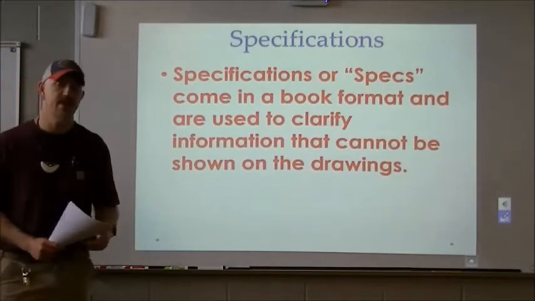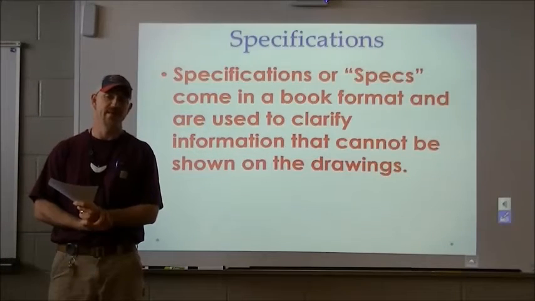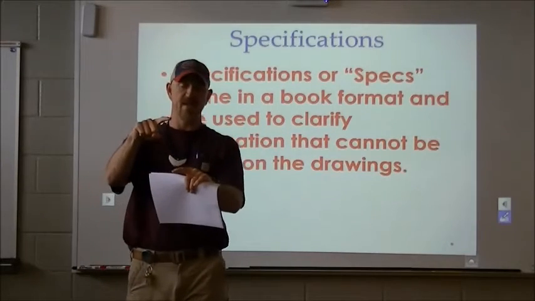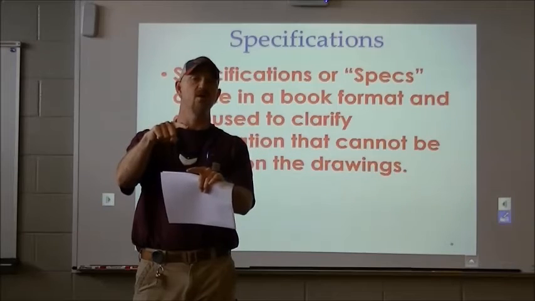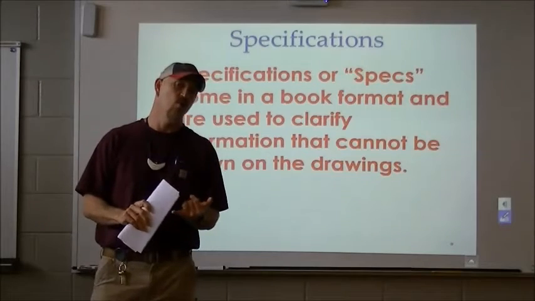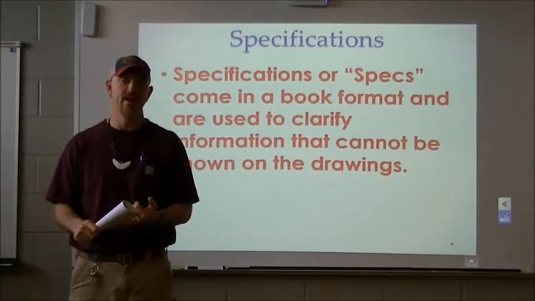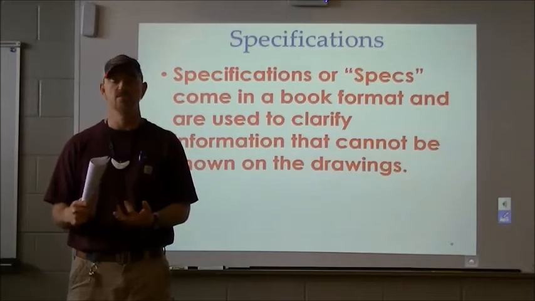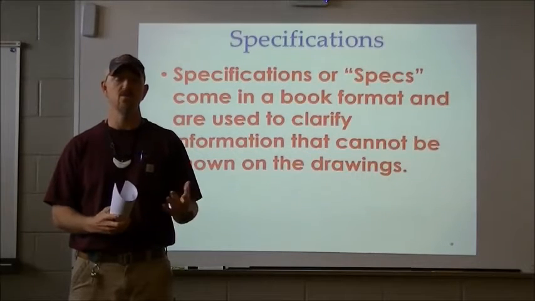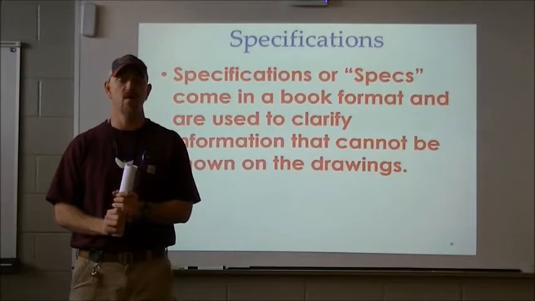Okay. Now, specifications come in a book format, and they're used to clarify information that can't be found on the drawings. I've seen specifications for projects that were 6 inches tall, and they give so much information. They will tell what grade of rebar is required. They will specify what manufacturer and model of light fixtures, water heaters, and toilets. They even tell you what type of wire to use, what type of conduit to use, what mix to use on the concrete.